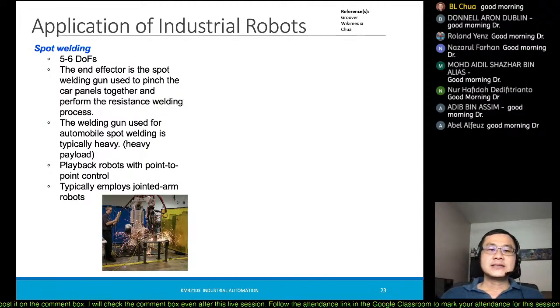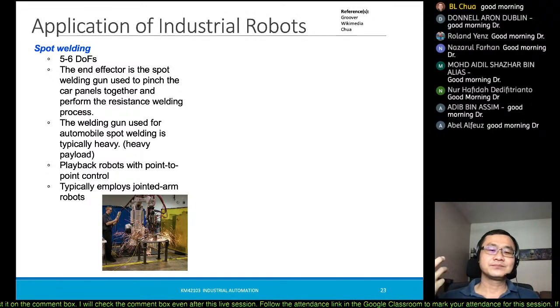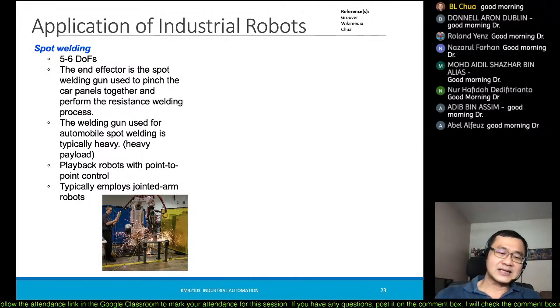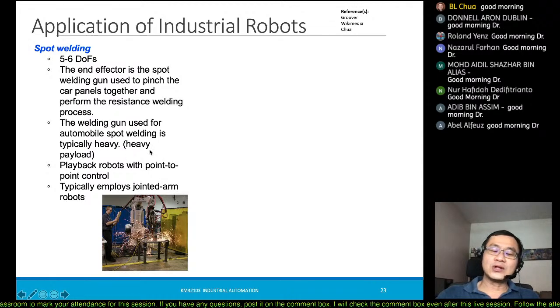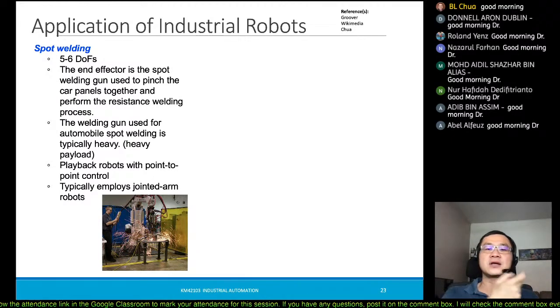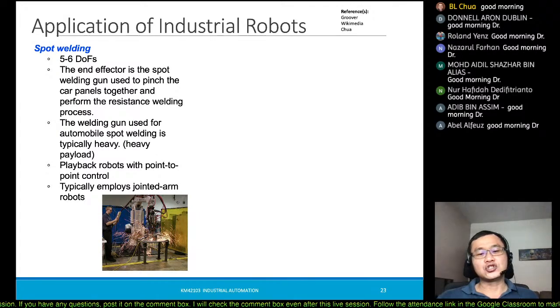Here is the application for spot welding. Again, it may require 5 to 6 degrees of freedom, depending on the complexity of your object. The end effector is your spot welding gun to pinch, and then they will apply very high power to melt two pieces together so that they are joined. The gun itself is very heavy, so you may want to select a robot with a heavy payload. In this kind of application, you may only need point to point control usually, from one point to another, because spot welding is just by point. You can achieve this by using a joint arm robot.